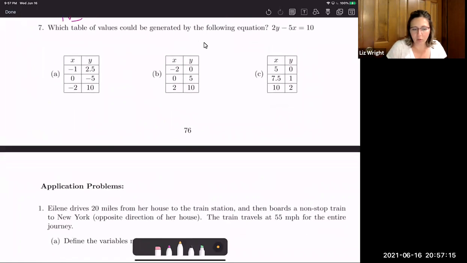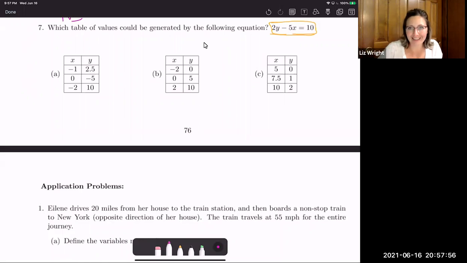All right, which table or tables of values could be generated by the following equation? So I've had students before say, do I need to solve this equation for y first before I plug things in? No, you don't need to do that. You do need to check an ordered pair. And if one ordered pair works, then you need to check at least one more. So you need to check at least 2 points if the first ordered pair works. So if the first ordered pair works, try another ordered pair.